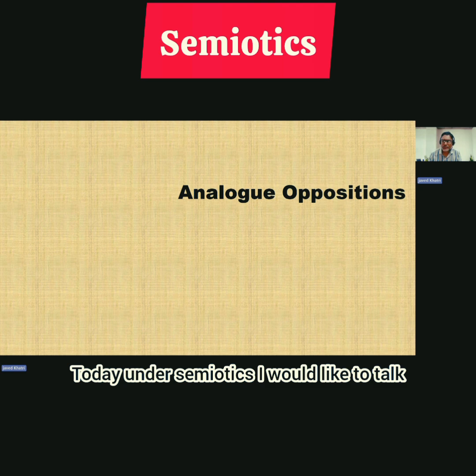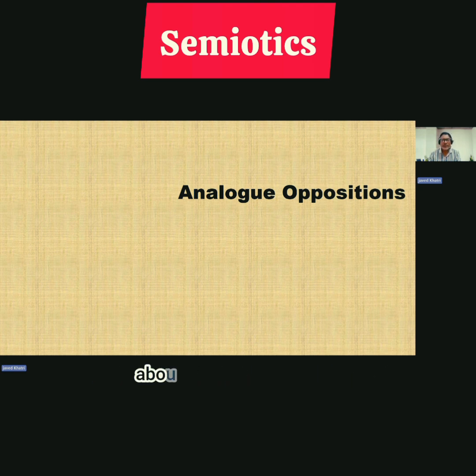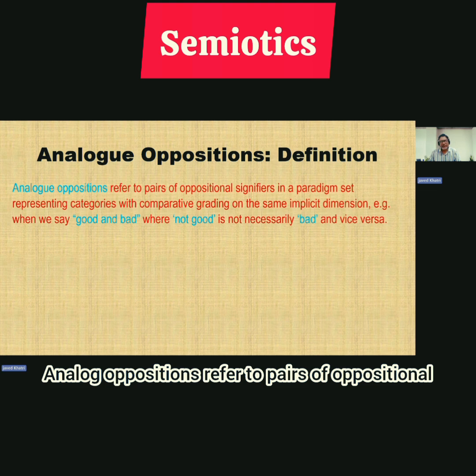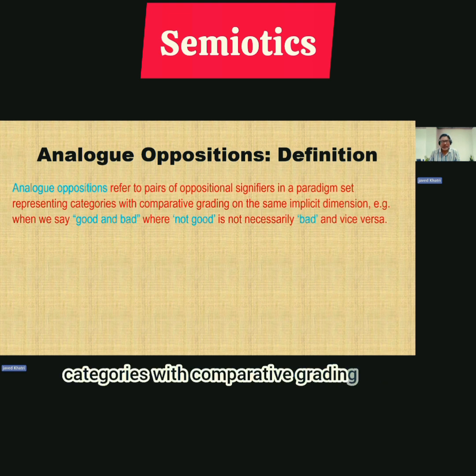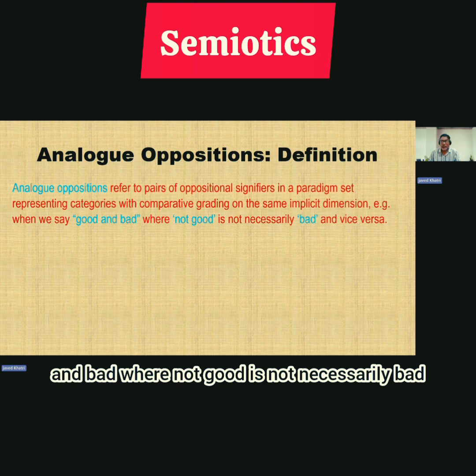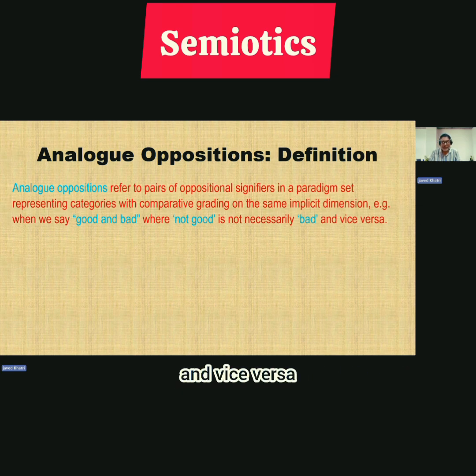Today, under semiotics, I would like to talk about analog oppositions. Analog oppositions refer to pairs of oppositional signifiers in a paradigm set representing categories with comparative grading on the same implicit dimension. Exemplification, when we say good and bad, where not good is not necessarily bad, and vice versa.